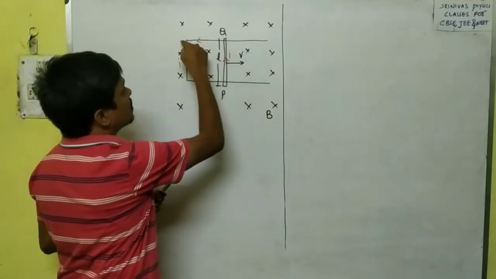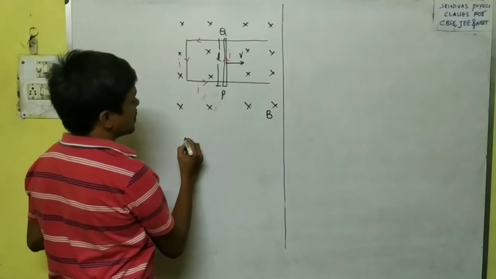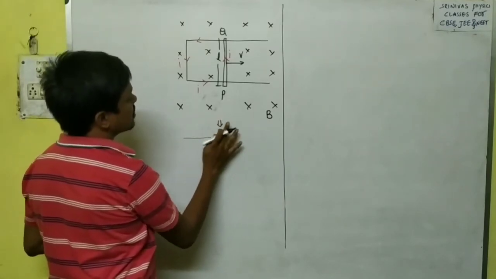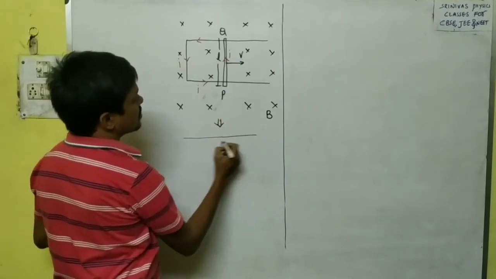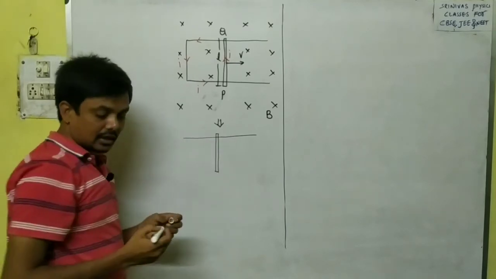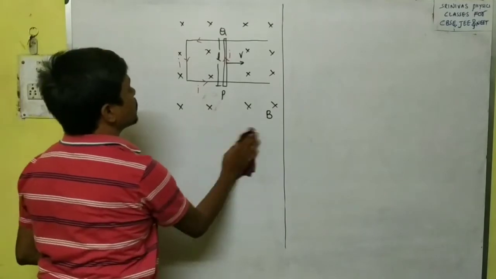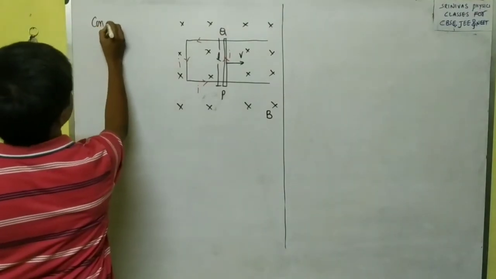If the effective resistance of this loop is R, for example, this is the equivalent diagram I will draw. This is the conductor PQ. This conductor PQ will act as a battery, right? This conductor PQ behaves like a battery. Then which is high potential and which is low potential?